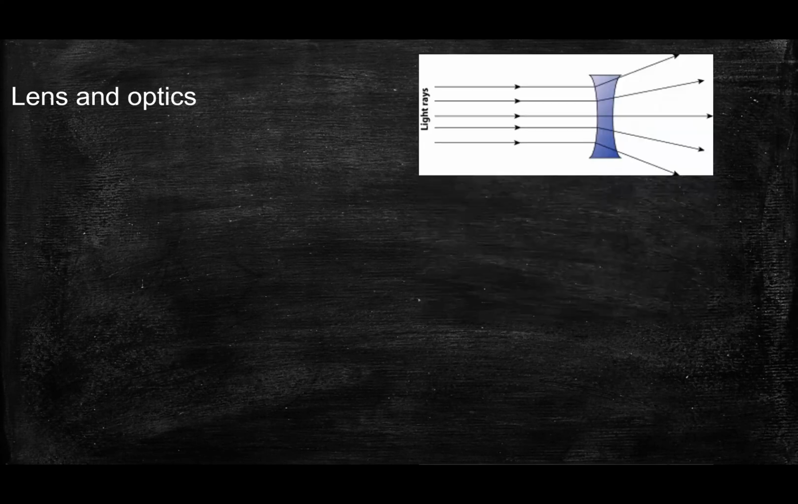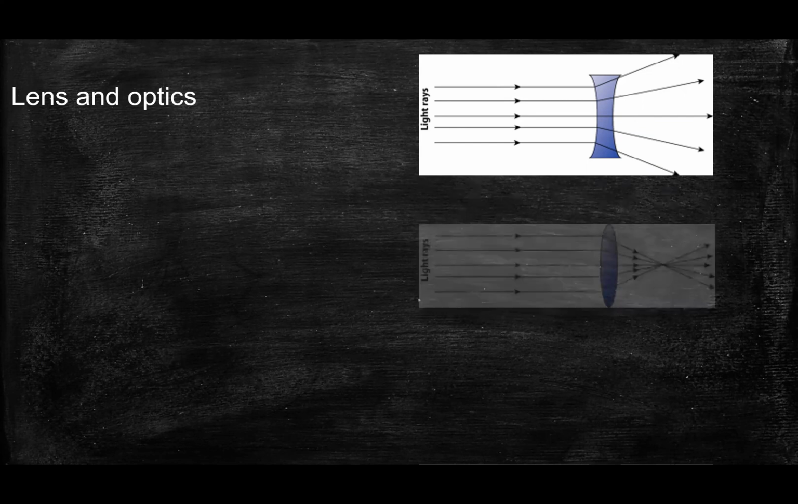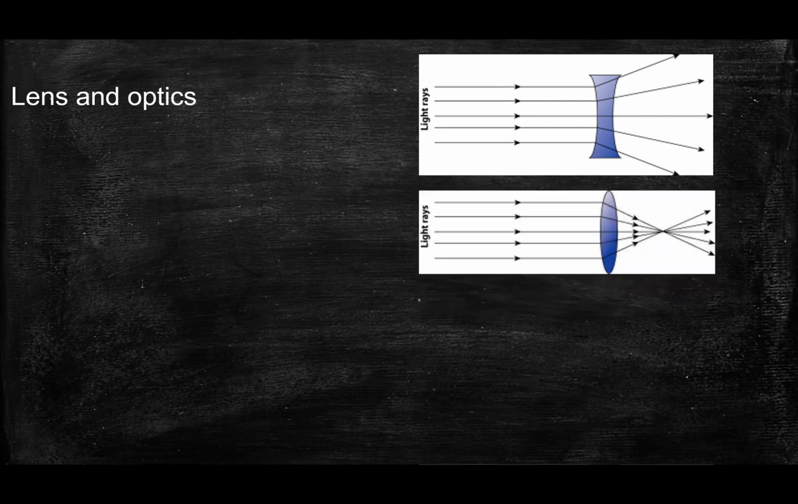So how do we use light to help us actually see? We have different kinds of lenses. And as the light rays pass through these different lenses, there's a difference in what happens to the rays. In the first lens, we see the rays are spreading out. That's called a diverging lens. The second lens, we see the rays coming together or converging to meet at a point. That is called a converging lens.